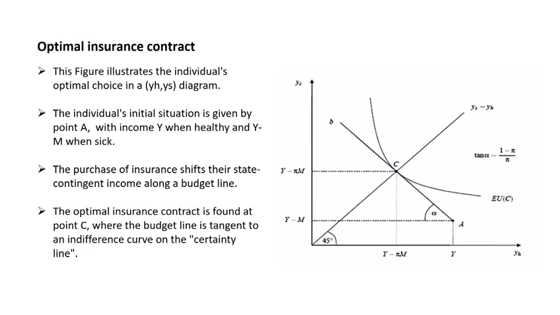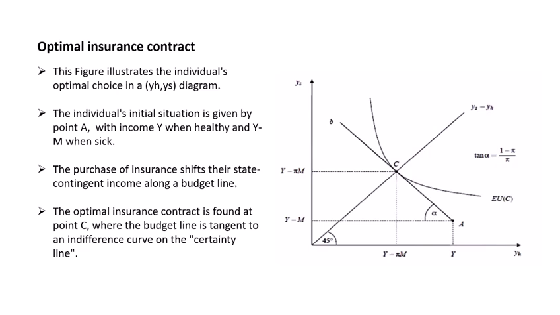That point lies on the certainty line, meaning the individual has equal income in both states. This is the most preferred contract that represents full insurance under fair pricing. So far, everything looked perfect, but now comes the real world problem: adverse selection.